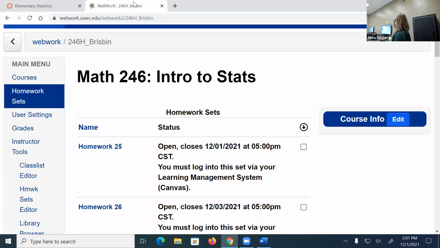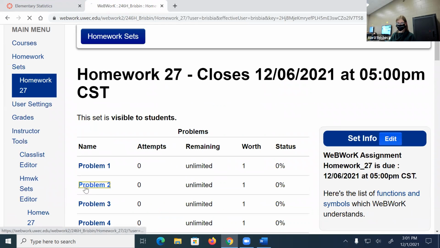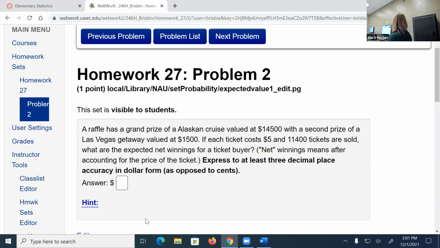Allison. Homework 27, problem 2. Good. Yeah, so we haven't talked about how to do these problems yet. So if you haven't watched the video for Friday yet, don't worry, but this will be a sneak preview. We are trying to find the expected net winnings, where net winnings means after we account for the price of a ticket.